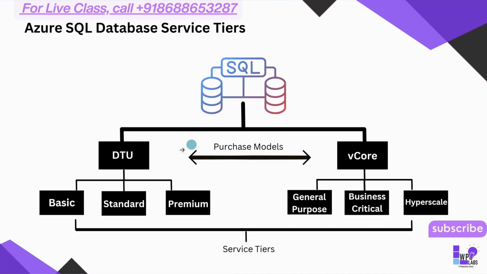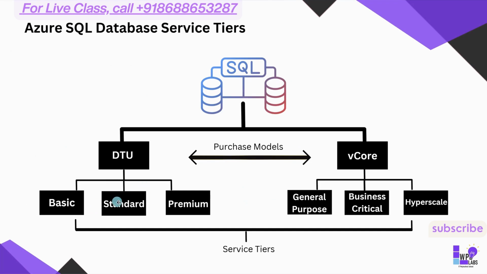Now, what is this DTU? DTU stands for Database Transaction Unit. It is like a bundle of resources. It contains CPU, memory, and input output, which is combined into a single unit. You can think of it like a packaged option where the resources are all balanced for you. Also, the higher the database transaction units, the more resources, which means there will be faster performance. Now, under this purchase model DTU, we have these service tiers available. We'll look into vCore later. Now we'll talk about the service tiers for DTU.